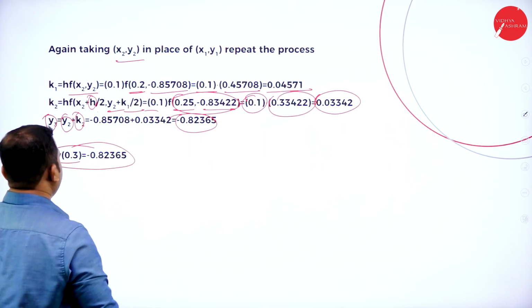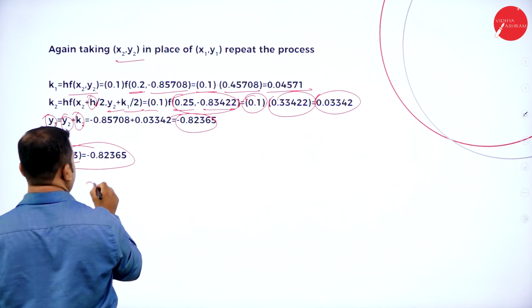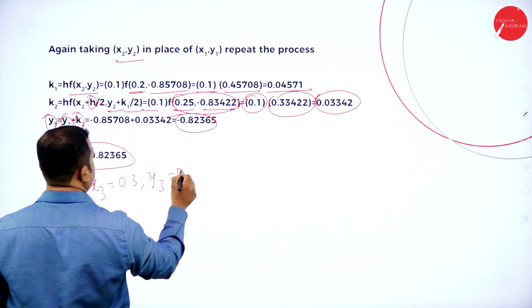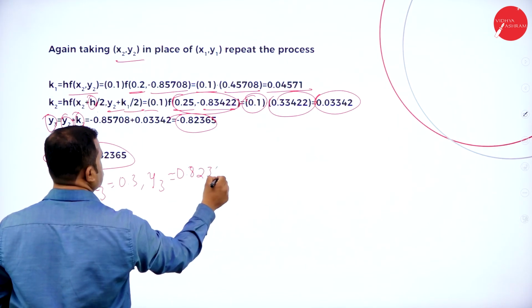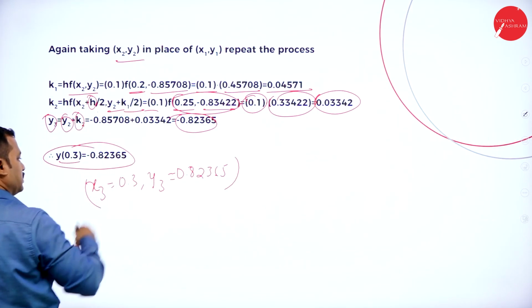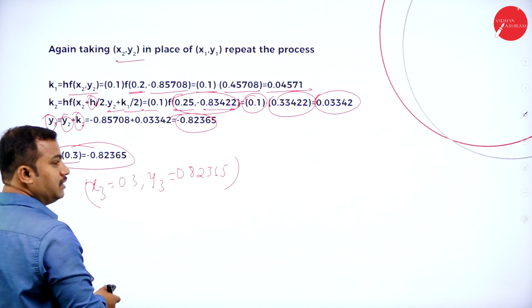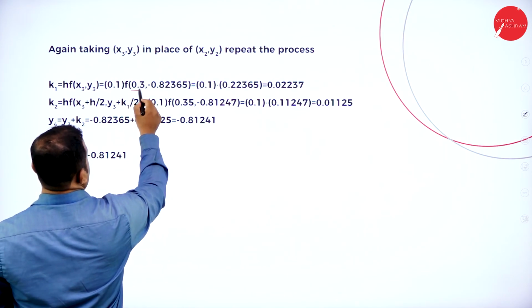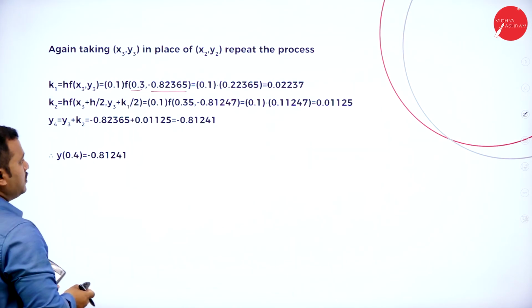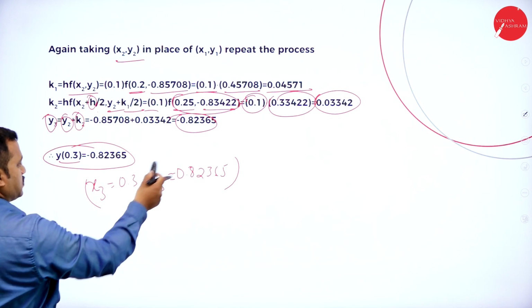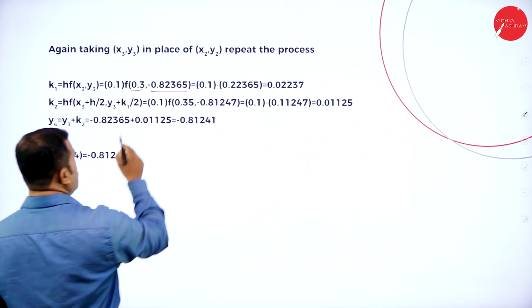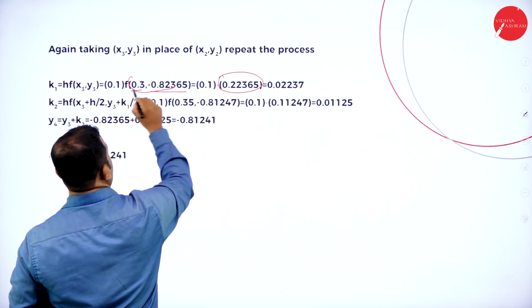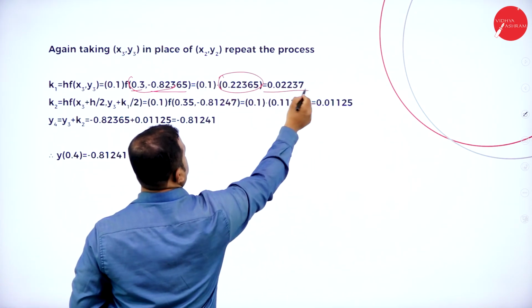Value of Y3. So Y3 is used now. What is the value of Y3? X3 is equal to 0.3, Y3 is equal to minus 0.82365, which is used in the next iteration. That is, X3 and Y3 is used to find out X4 and Y4. That is this term. See here, 0.3 and minus 0.82365 is used there. Now, if I solve this equation, I'll get this value. Then finally, I am multiplying with 0.1, which gives me this value.